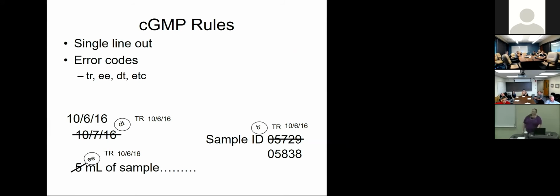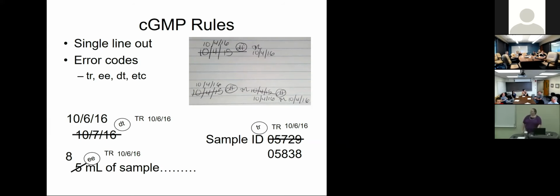And for example, if you just enter something wrong, this wasn't supposed to be a 5, it's an EE for an entry error, and then you can correct it. So these are some different examples of the correction codes we had, and these all must be done with a single line.